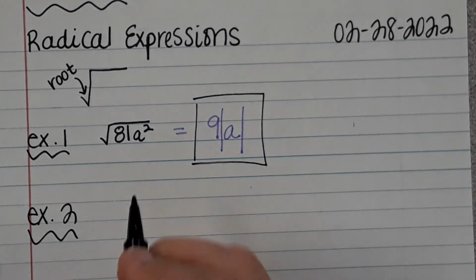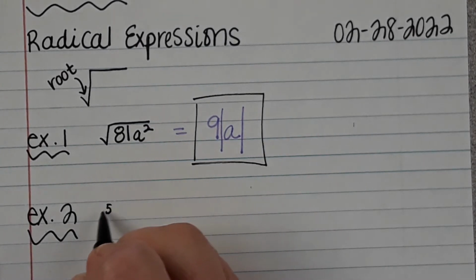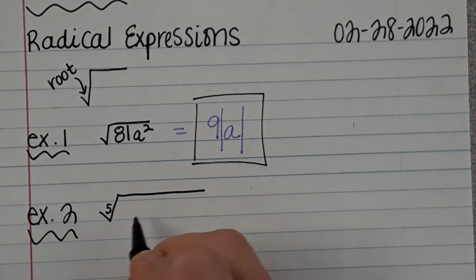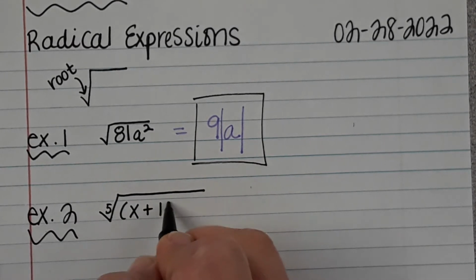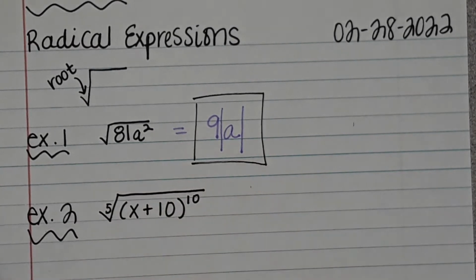Example 2. Notice that x plus 10 is in the parentheses. So x plus 10 goes together. You can't take the square root of just the x and the 10 separately. X plus 10 go together.